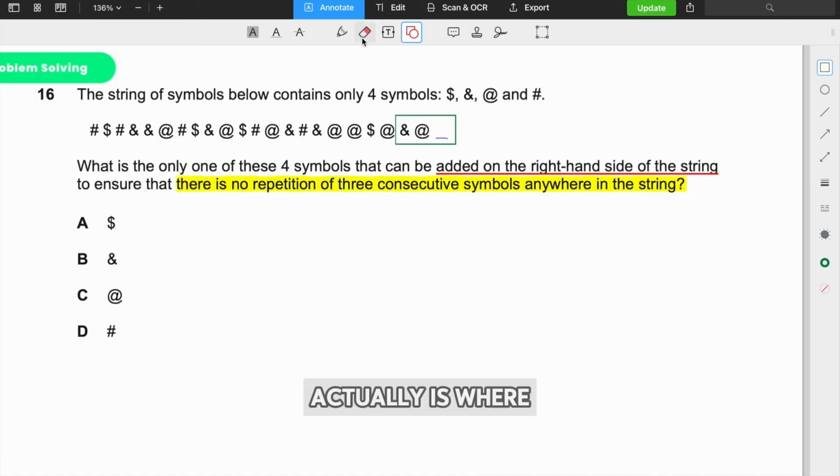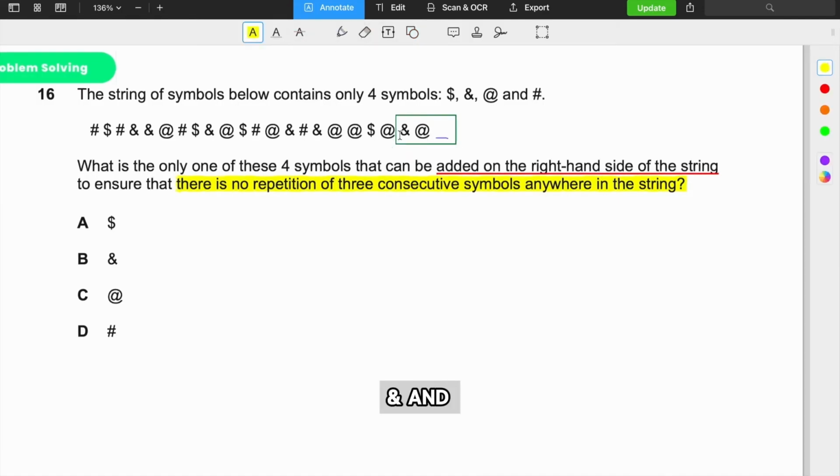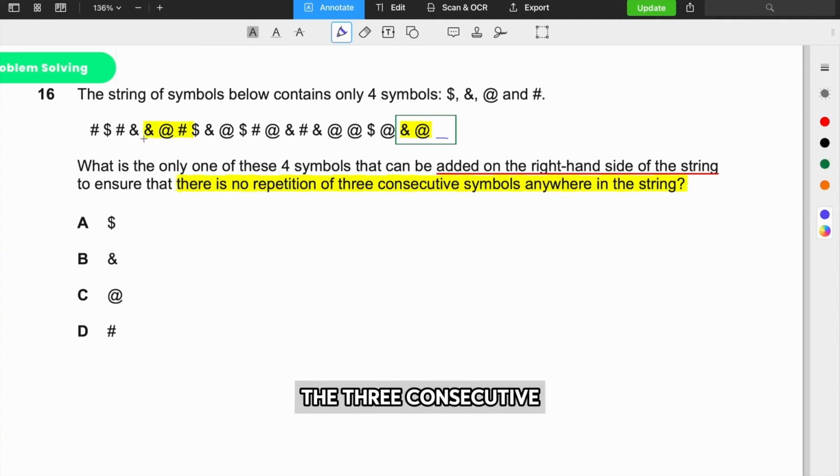So what you want to look for actually is, where do we have and at? Well, we have and at here. So we have and at hashtag, right? That's one of the 3 consecutive symbols. So we can't have a hashtag, because if we had a hashtag, that would mean that there was a repetition of the 3 consecutive symbols. So this can't be a hashtag. So we can eliminate option D.